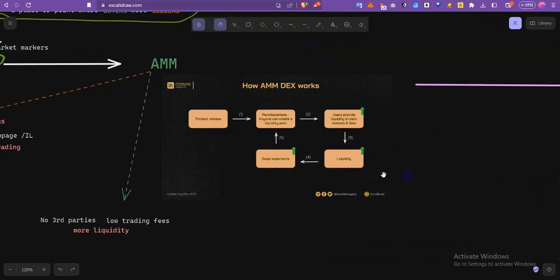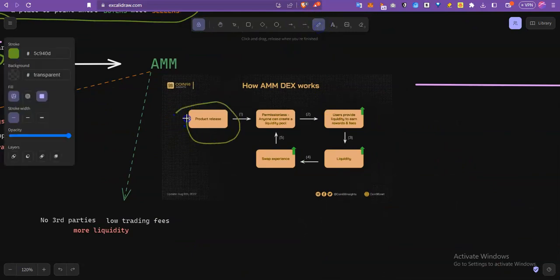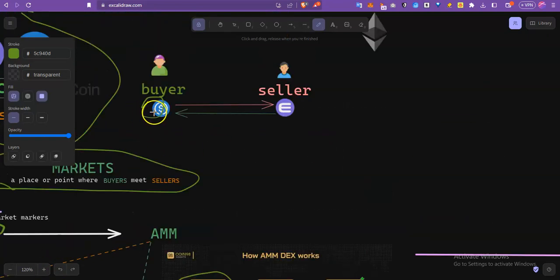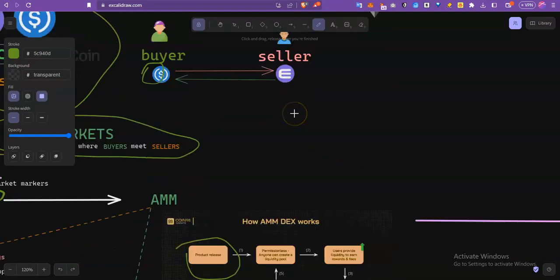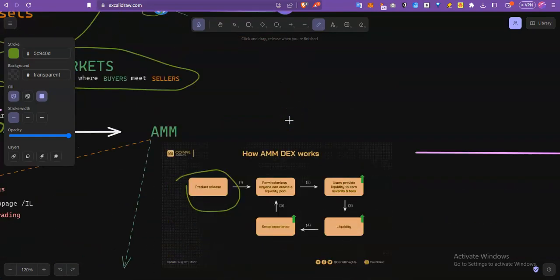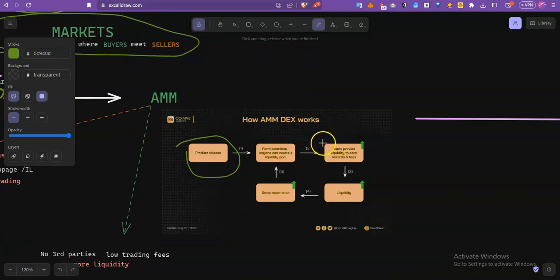So how does an AMM work? First there is the product release. You design the AMM, and it's a project that helps with the permissionless creation of liquidity. So for example, this asset and this asset can be put in a pool, and then you swap. So you create a pool, and users earn fees for providing liquidity. Now there is liquidity from which you can trade, and then you can do your swapping. Now this is what liquidity is like.